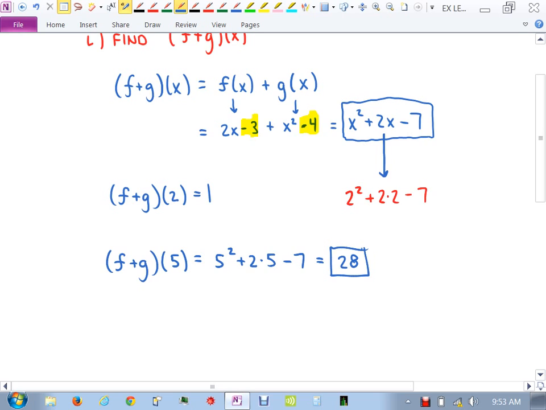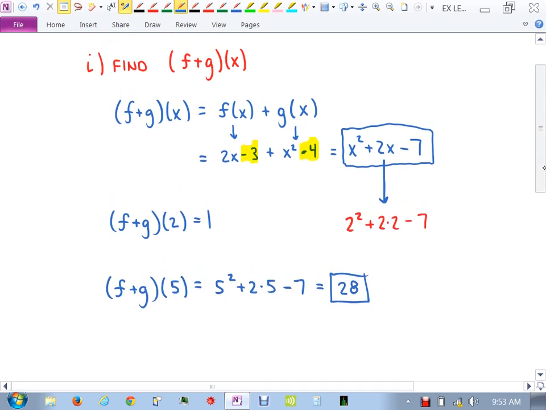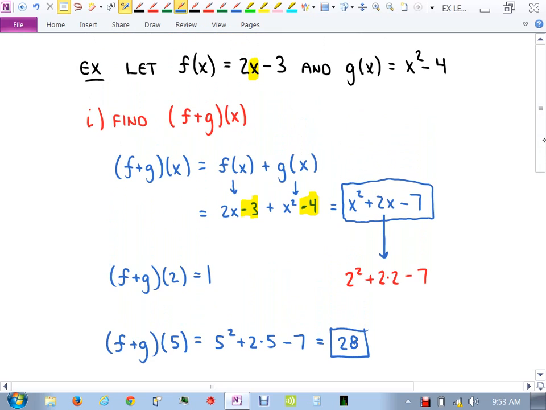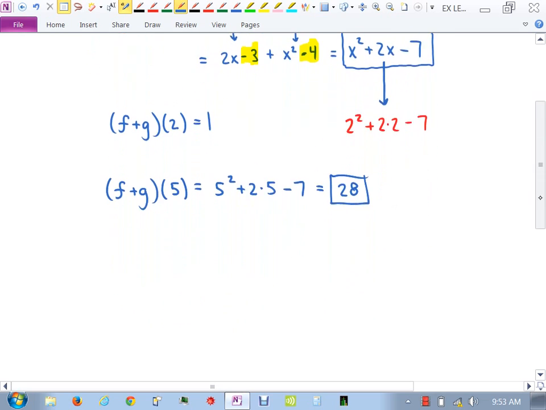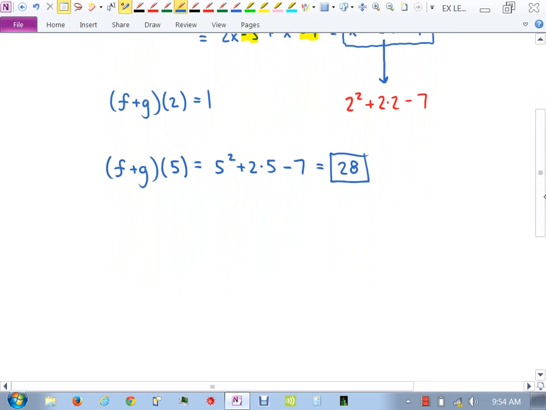Now let's just check it. f, if I hand you 5, what do you get? g, if I hand you 5, what do you get? So let me go back up to here. If we plug 5 into f, what should we have gotten? 7. And if we plug 5 into g, you get 21. What's 7 plus 21? 28. So see, our boxed answer did that already. I hope that makes sense.